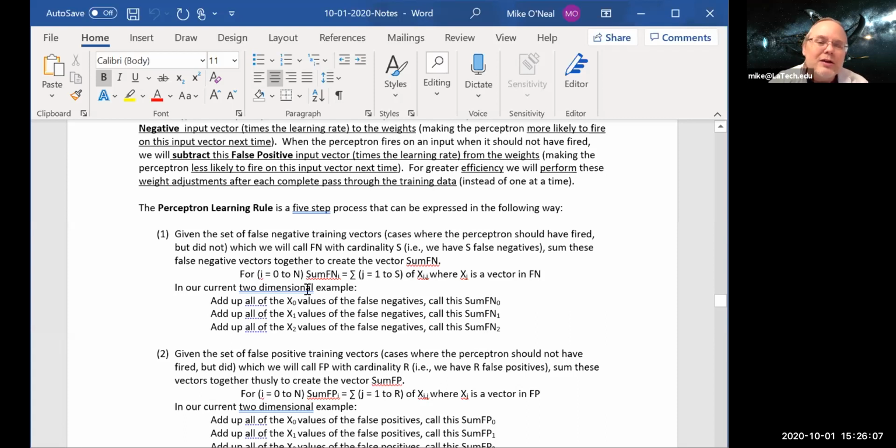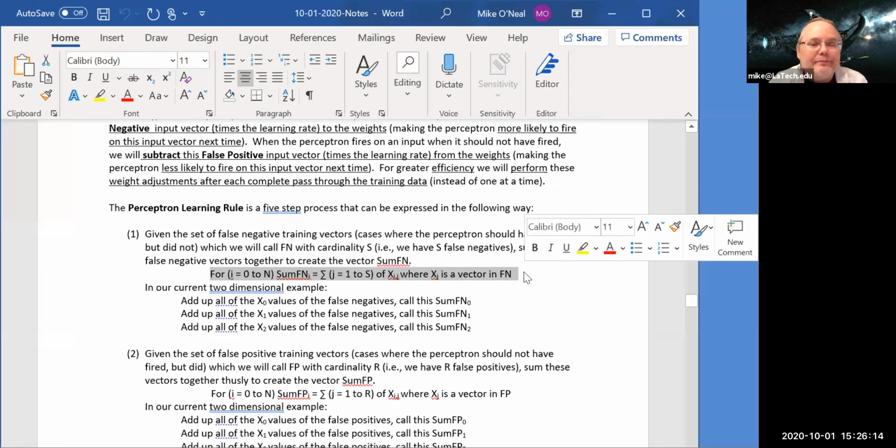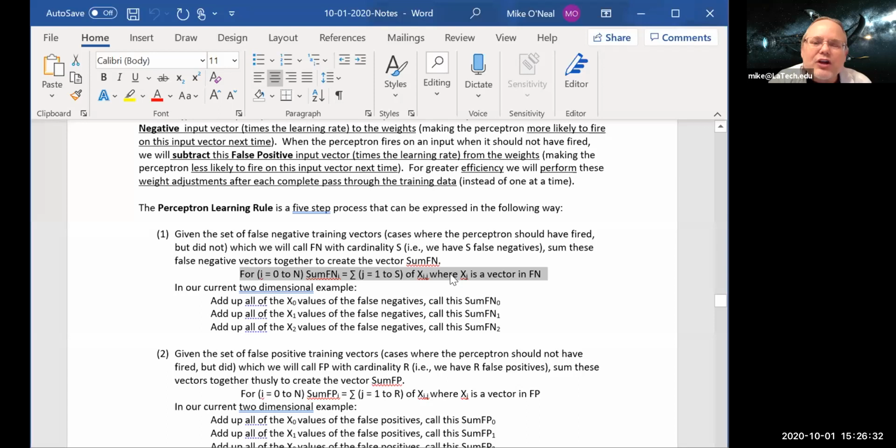0, 1, and 2. And if you were going to do it in a program, there's your program. For i goes from 0 to n, sum Fn sub i is equal to the sum, as j goes from 1 to s, of x sub ij, where x sub j is a vector in the false negatives.